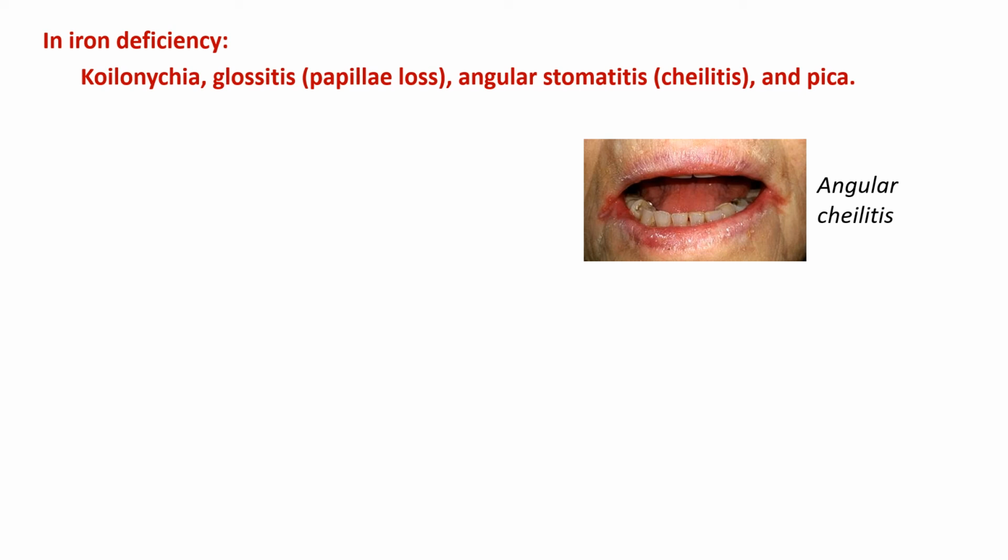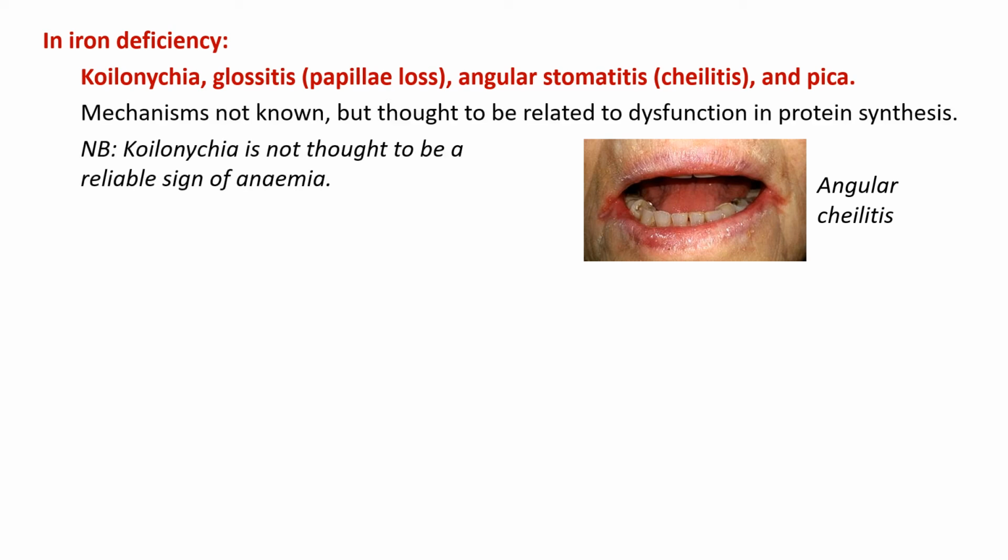And as you can imagine, the mechanisms really aren't known. This is often the case because these aren't life-threatening conditions. And in terms of koilonychia, it's not even thought to be a particularly reliable sign of anemia. So no one's really researched them because they're not that important. But the theory, of course, is that it's related to the dysfunction of protein synthesis.